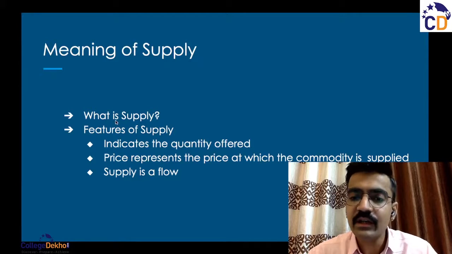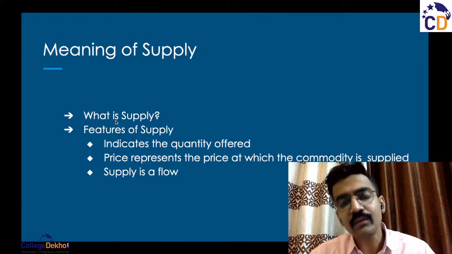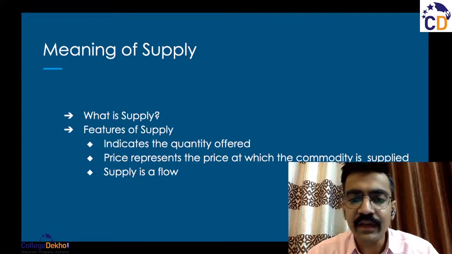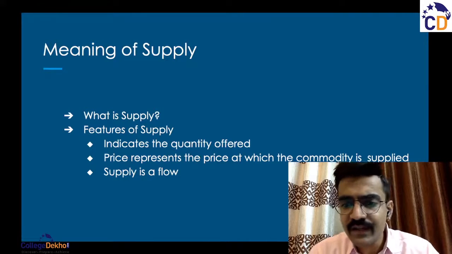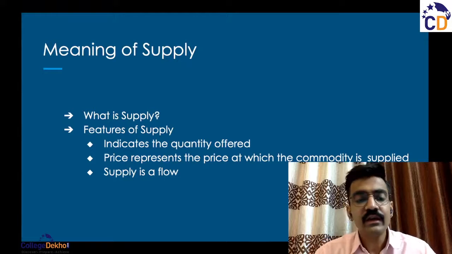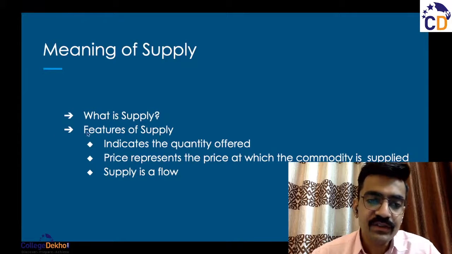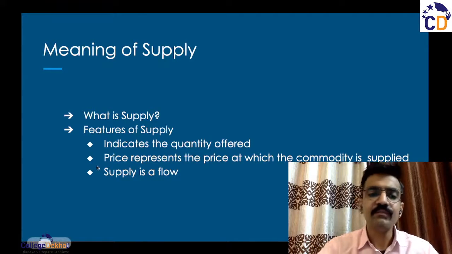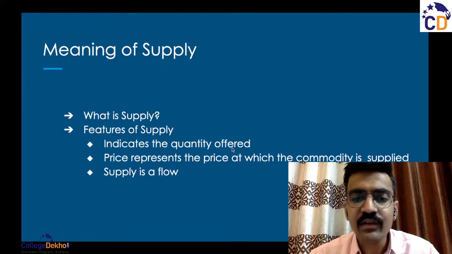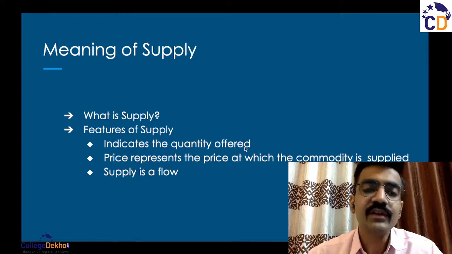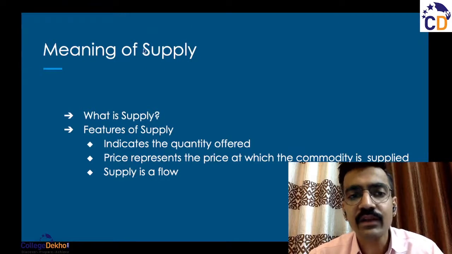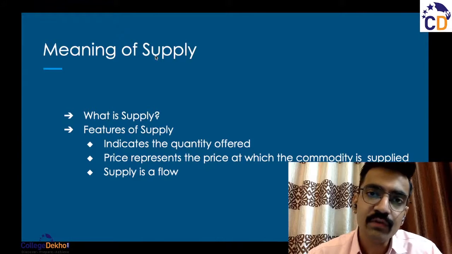It is nothing but the quantity of a commodity that producers are willing to sell at different prices per unit of time. All right. And again, just like demand, the word supply also has various features attached to it. We'll be looking at a few of them. So first of all, it indicates the quantity that is offered. Quantity that is offered by whom? By the producers. All right. Since this entire supply concept is from the producer's point of view.